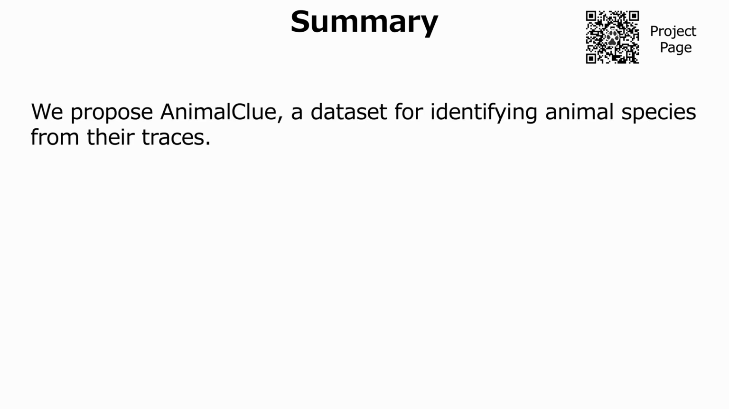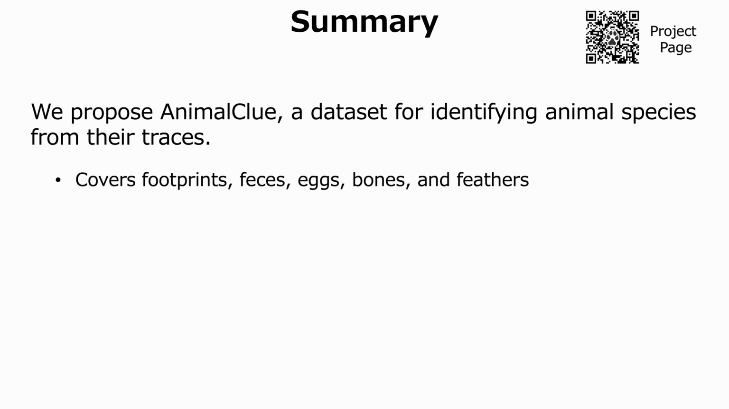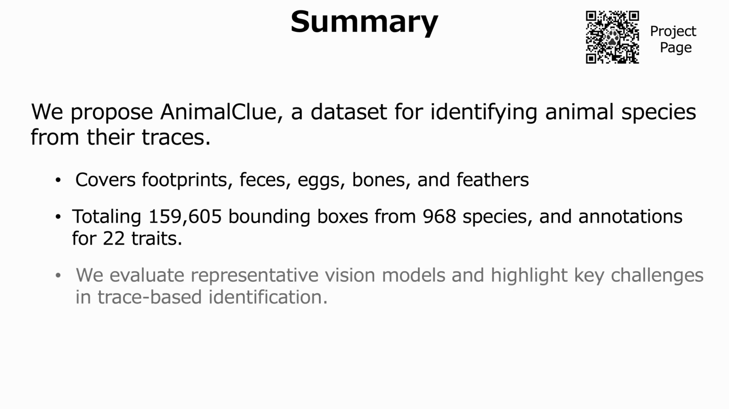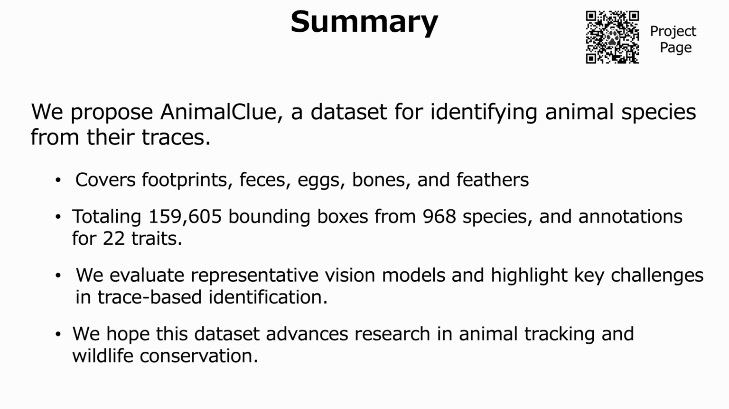Here is the summary. We present AnimalClue, a large-scale dataset for identifying animal species from their traces. It covers 5 trace types and provides over 159,000 bounding boxes from 968 species and annotations for 22 traits. We also evaluate various vision models and highlight key challenges in trace-based recognition. We hope this dataset supports future research in animal tracking and wildlife conservation.